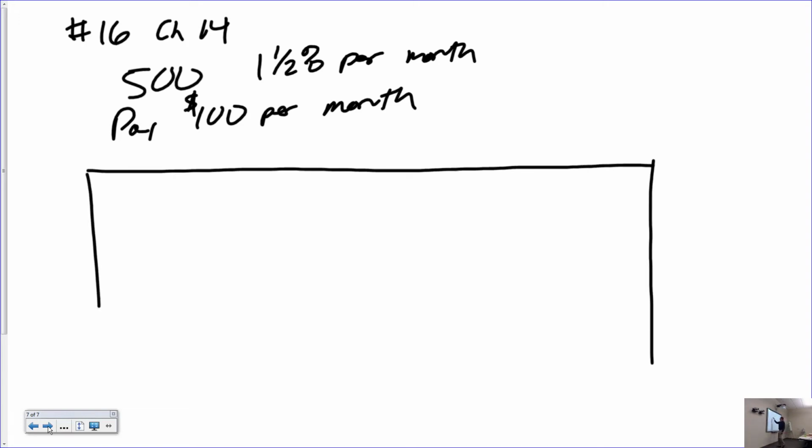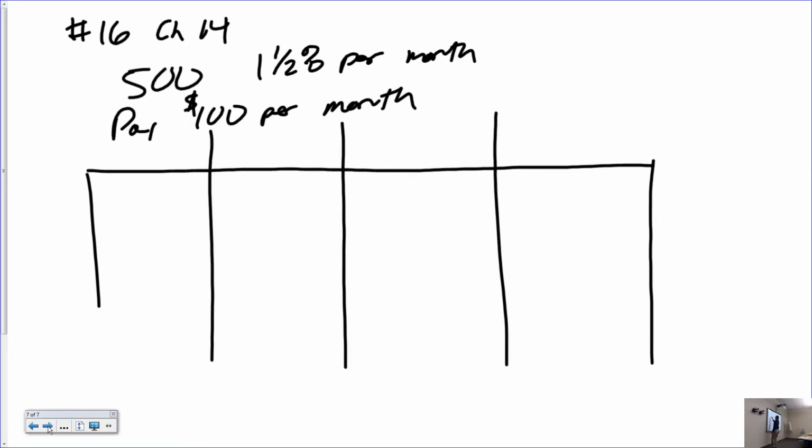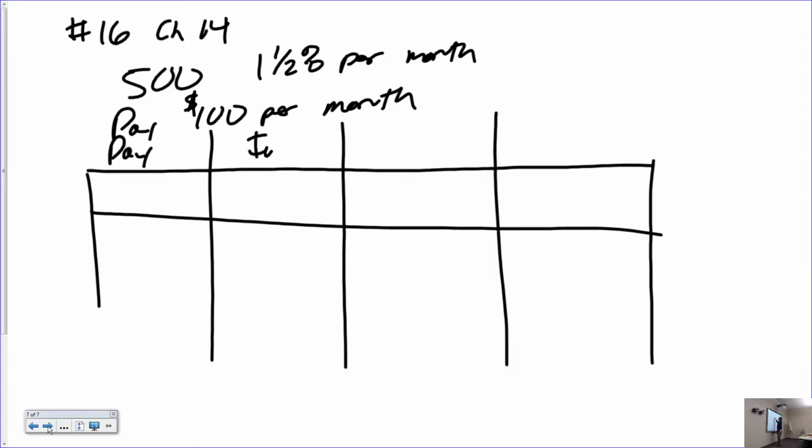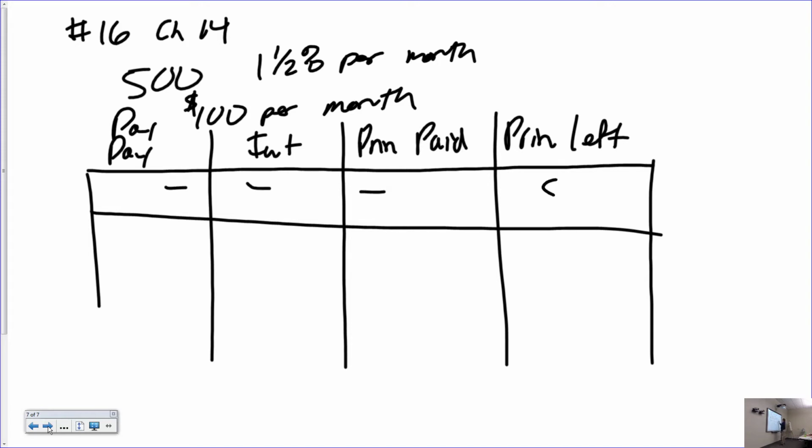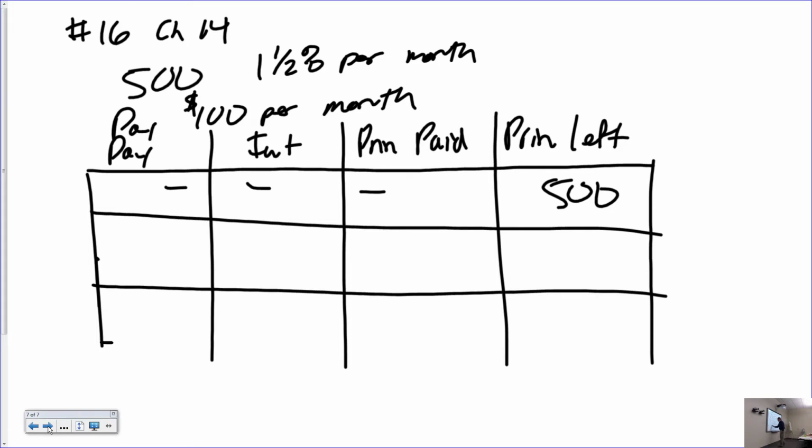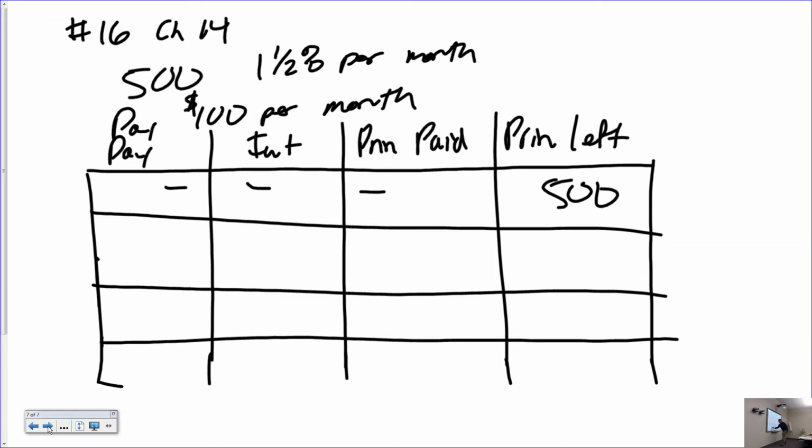All right, so it's basically the same as amortizing your mortgage, folks. So payment, interest, principal paid, principal left. We're starting at $500. What got me on this one was it says here on the unpaid balance from the previous month. She does have a balance from the previous month. It's $500, right?